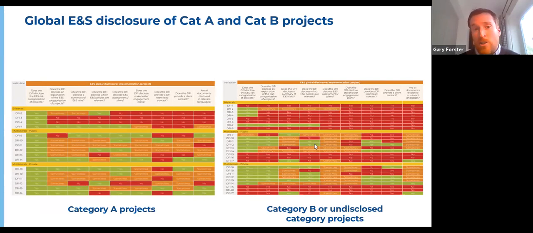For global ESG disclosure, we included questions such as, does the DFI disclose the ESG assessments and plans? Do they disclose stakeholder engagement plans? Does the DFI provide a DFI team lead contact or a client contact? And what you'll see here is actually a lot of orange boxes. These orange boxes signify instances where in some instances we were able to find disclosure, but in some instances we weren't. So there's clearly inconsistency there. There are clearly questions about how consistently DFIs are actually following their own policies in that instance.